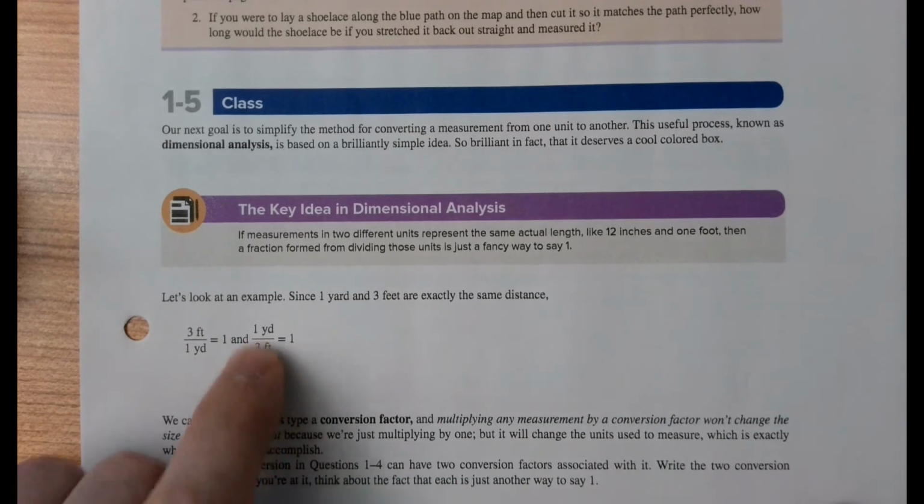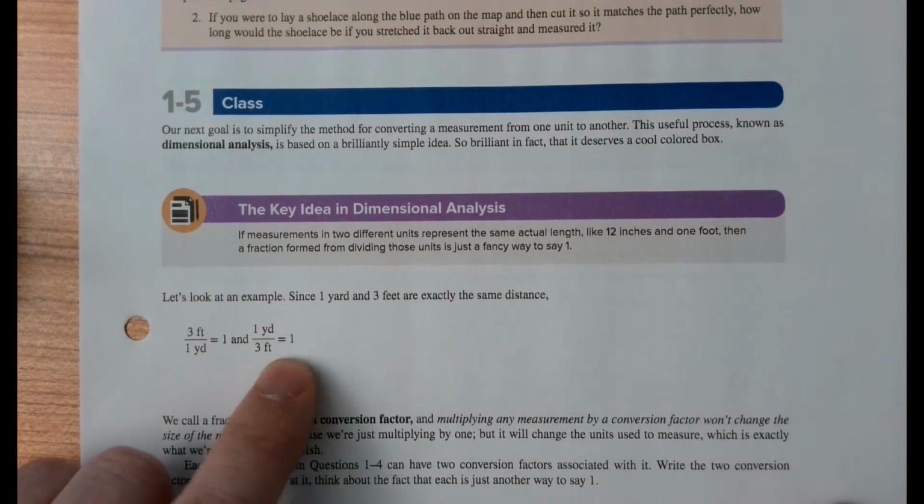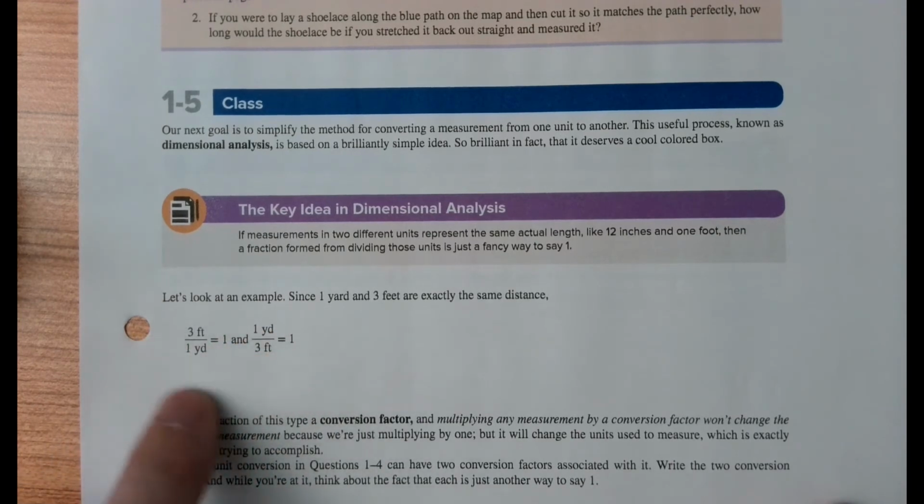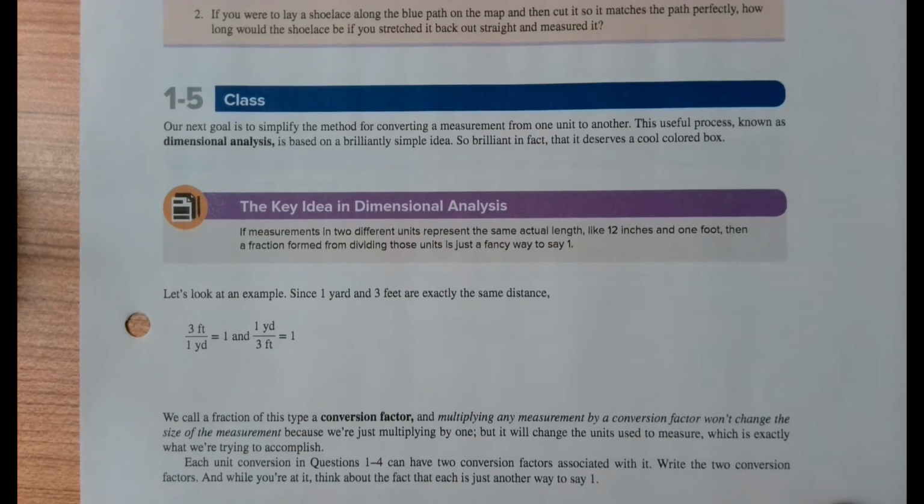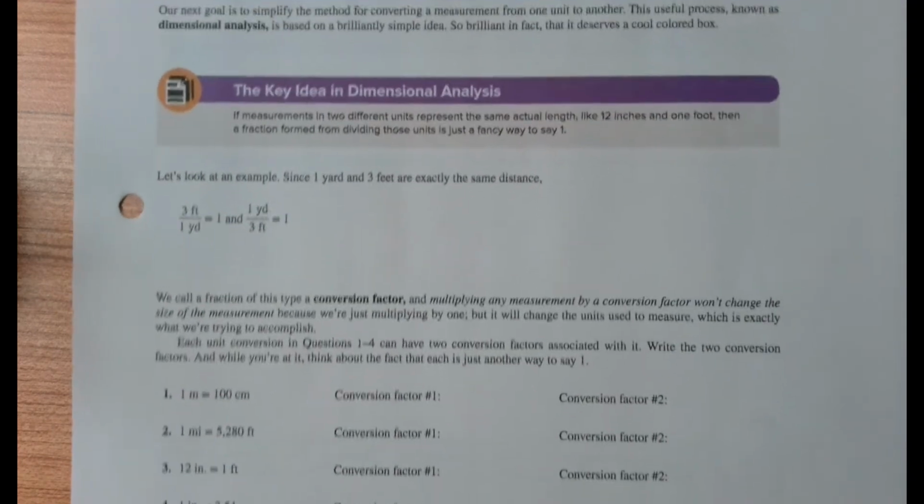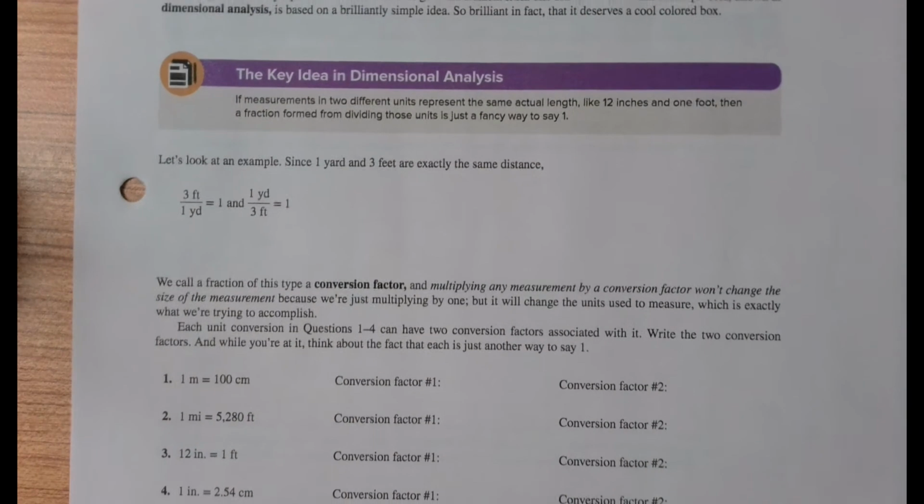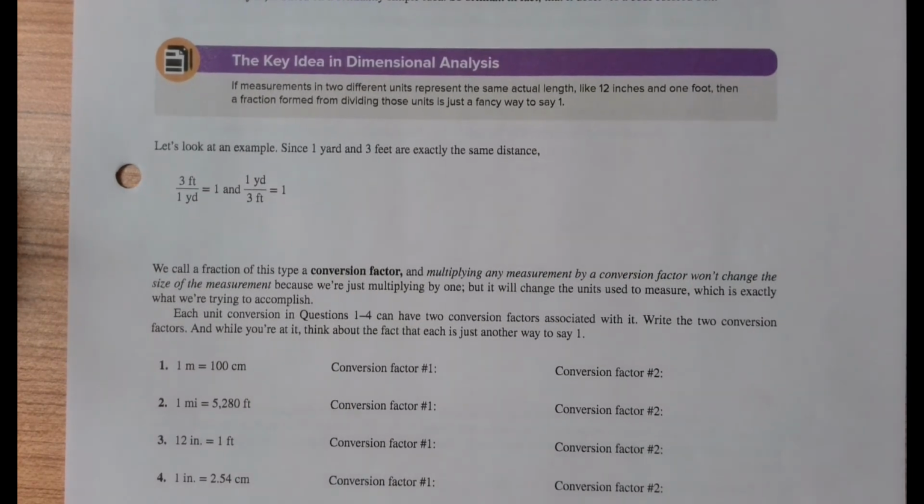We don't often do that. But likewise, if I switch the divisor, we get 1 yard divided by 3 feet. That's also a unitless 1, because each of these things is the same length of measurement. So we call those fractions a conversion factor. And we can multiply whichever form of the conversion factor cancels out the units we're wanting to get rid of.